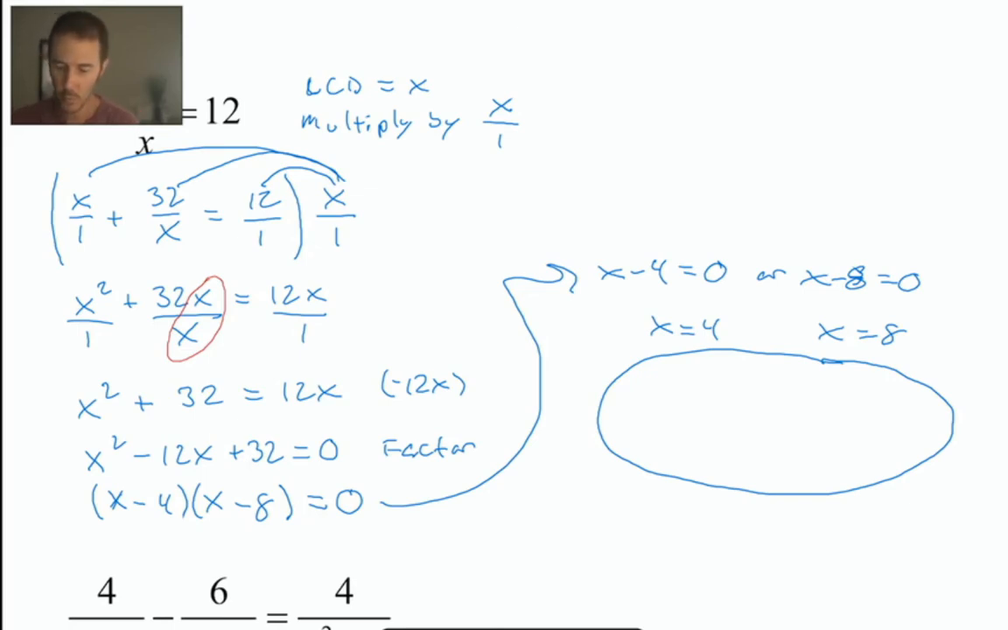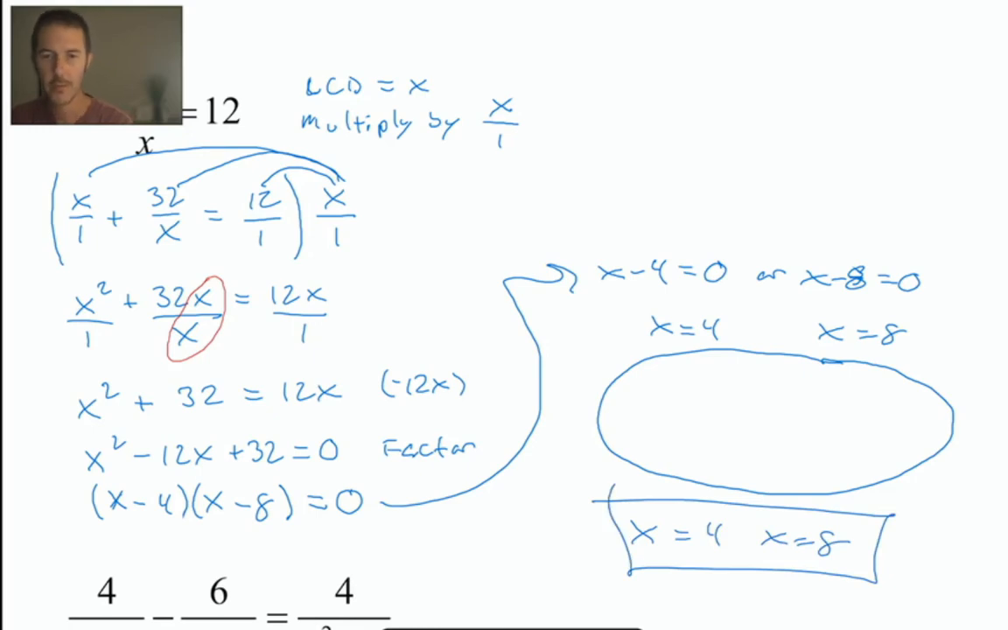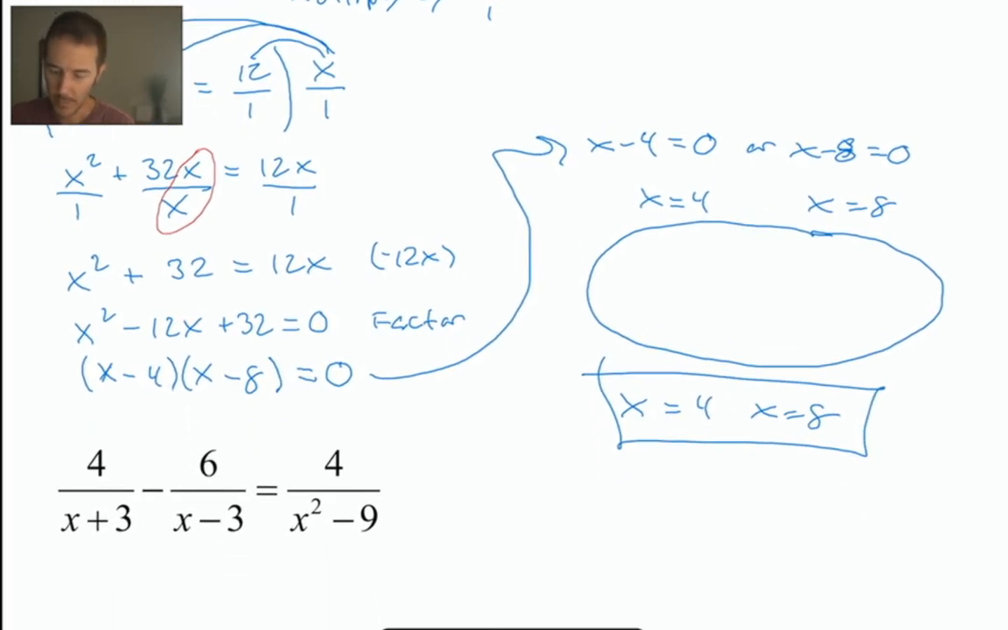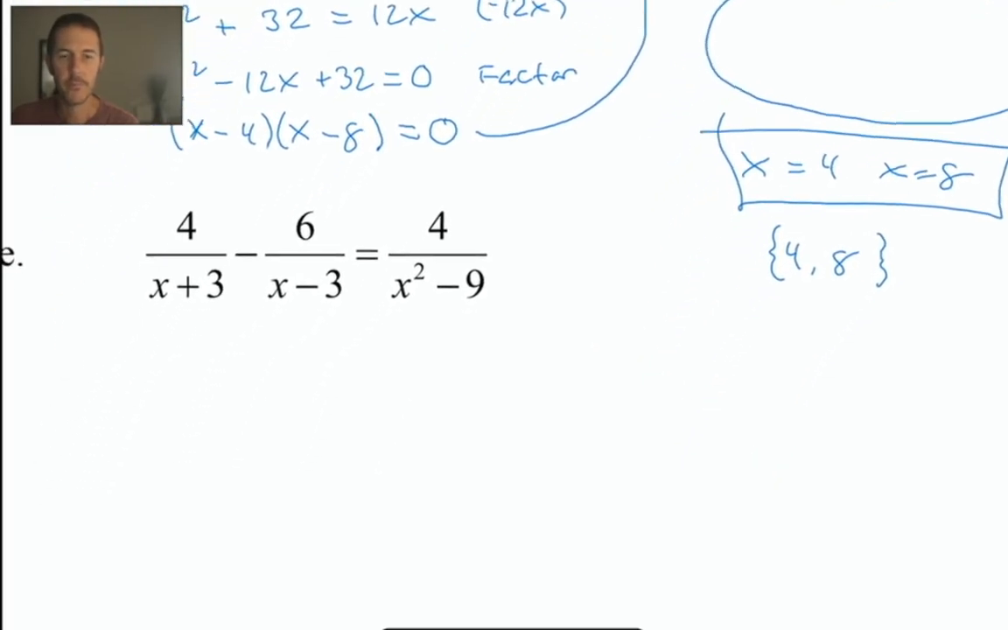Okay, in this case, they both work, so I am going to put x equals 4 and x equals 8 as my final answers. I'll put those in a box. If you're typing them in online, you'll probably just have to type in 4, 8. Maybe you'll be typing them into set braces with your answers separated by a comma, something like that, okay? And then let's try another one.